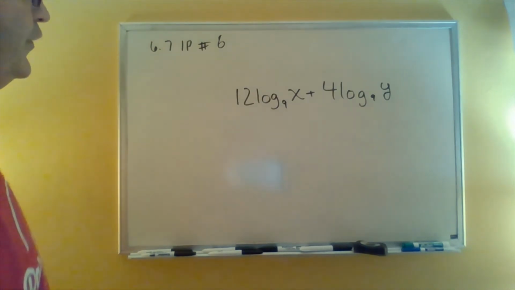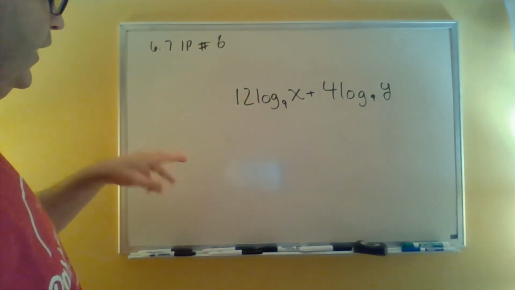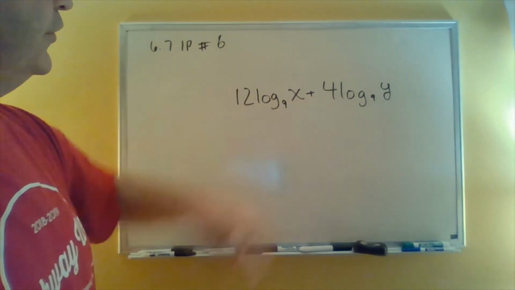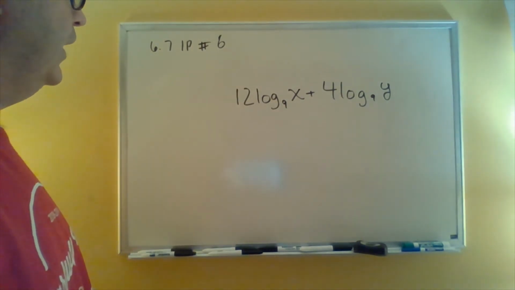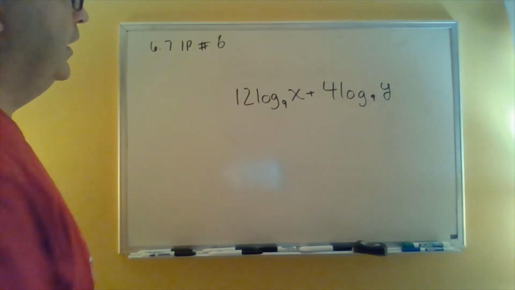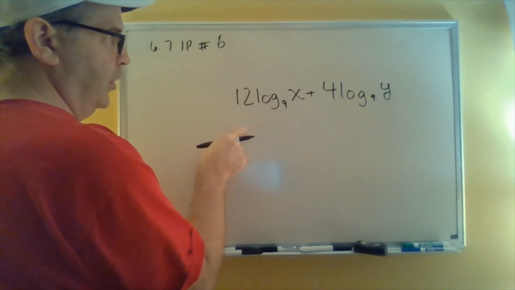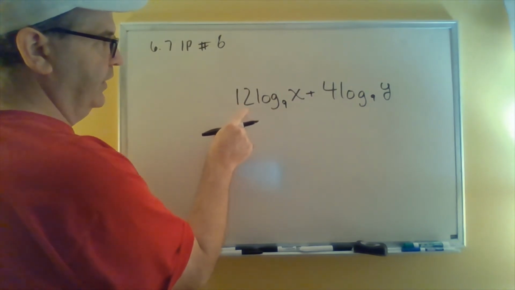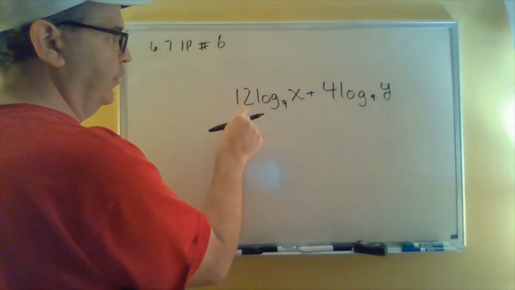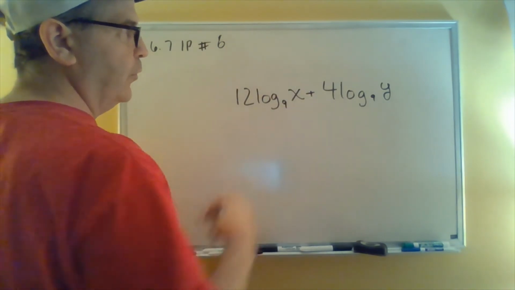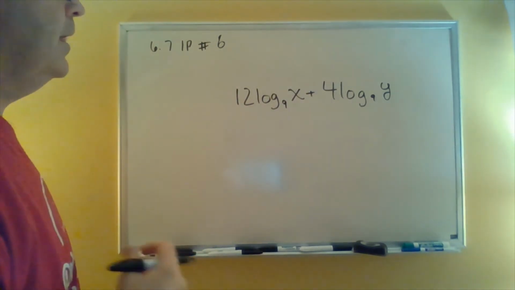Okay, on number 6, we have one slight difference from the first 5 problems on our assignment here, and that's that our operator in the middle here is changed from a subtraction sign to an addition sign. So what two properties am I going to use? Well, I'm going to start by using the power property still, because I have coefficients out here. So I'm going to use the power property to move the coefficients into the exponent spot. But now, because this is an addition problem, rather than using the quotient property, I'm going to be using the product property.